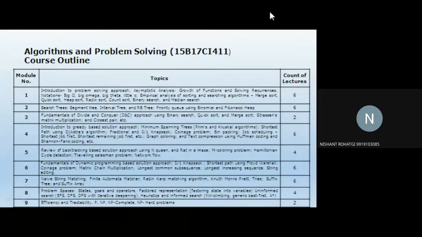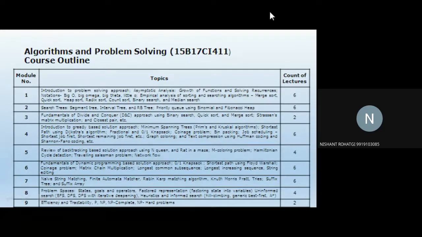So we are going to cover such kinds of problems where we have to backtrack in order to find the best solution. There we are going to cover the M coloring problem, Hamiltonian cycle detection, and traveling salesman problems. Then next we are going to cover the dynamic programming based solution approach, where we are going to try to solve the knapsack problems, shortest path using Floyd Warshall, and so many algorithms which we are going to learn in order to solve dynamic programming based problems.